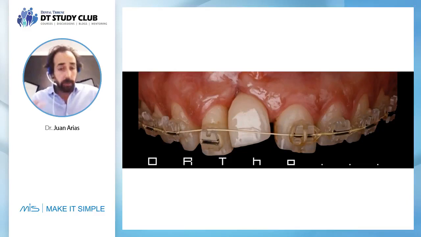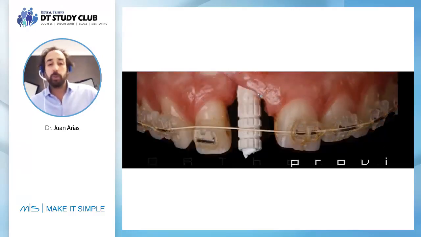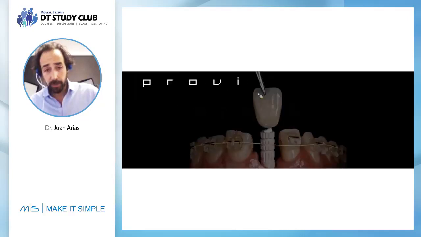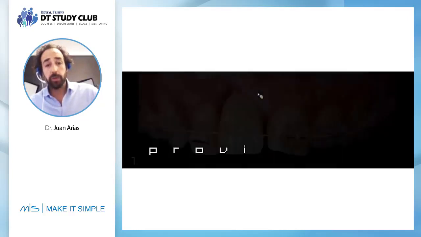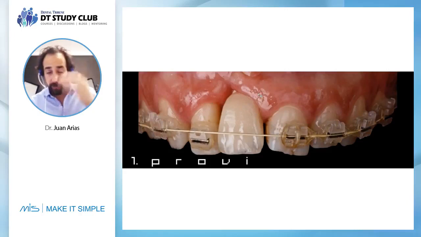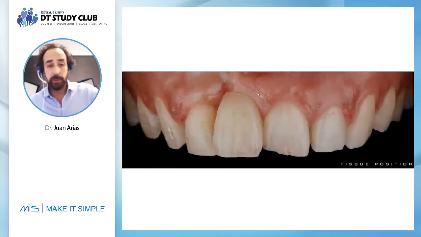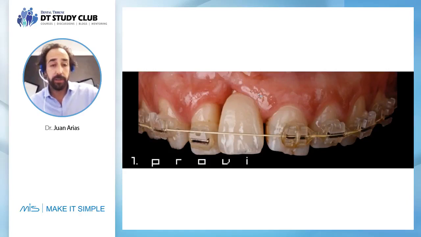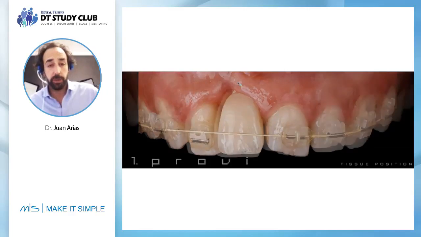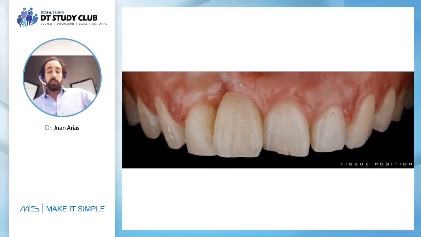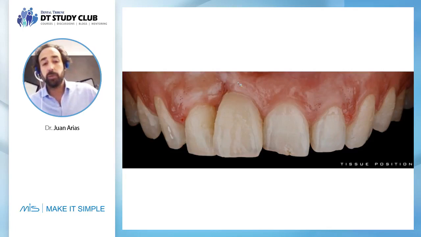So we were working with the ortho treatment until this moment in which we saw that the pressure here of the crown to the tissue was quite big. So what we did is we removed that crown and we placed the first provisional there, in which we were trying to leave space from the crown to the tissue. So that space will be filled, as you can see here, with the tissue because of the extrusion and because of the space. So this is what we ended up with once we finished the ortho treatment.